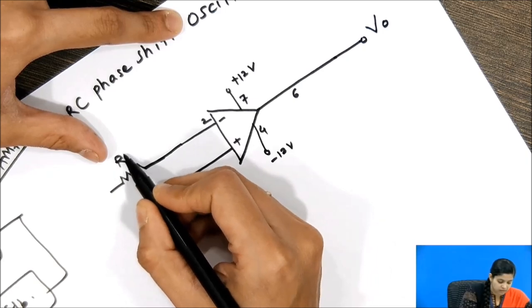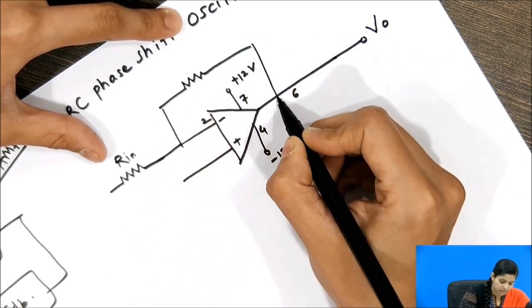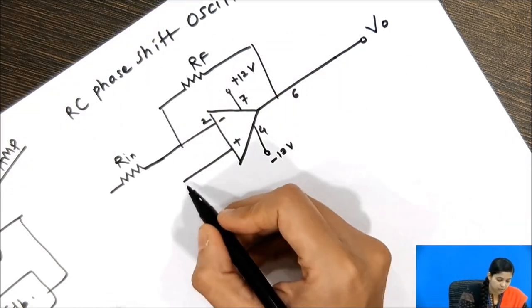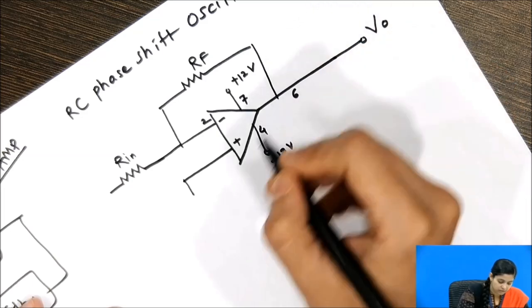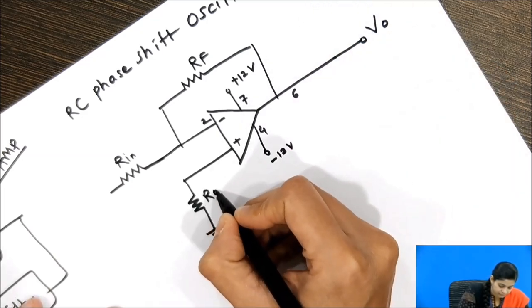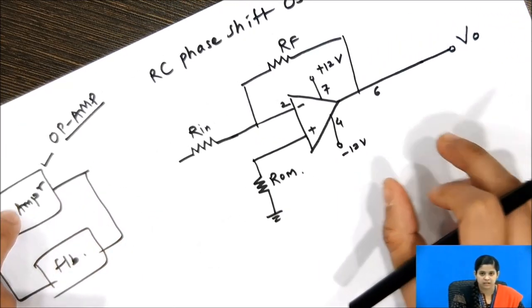This is Rin and this is RF, that is the feedback resistor. So I will use this op-amp in inverting amplifier mode. We have satisfied the amplifier circuit in the oscillator.